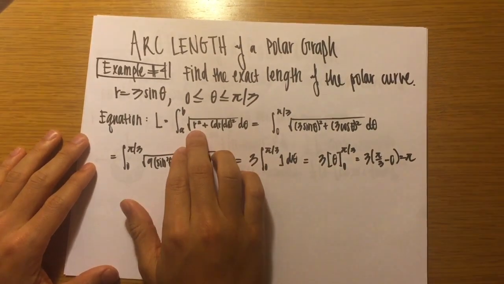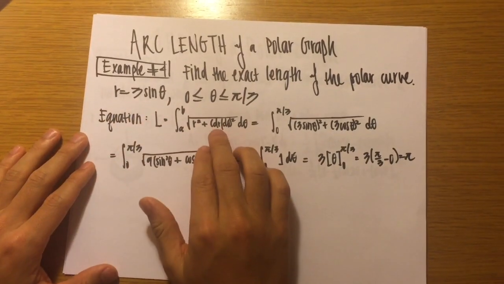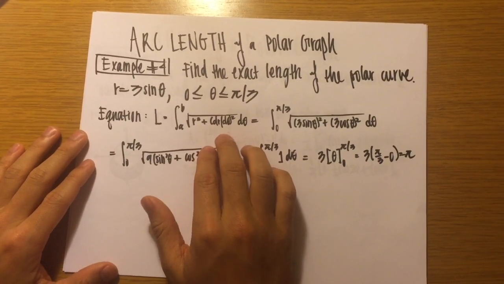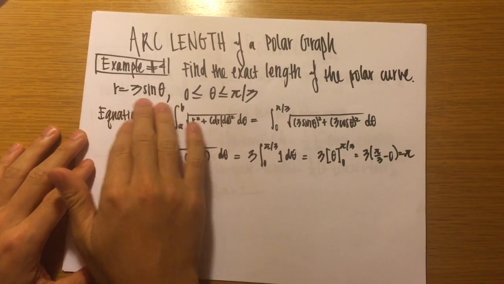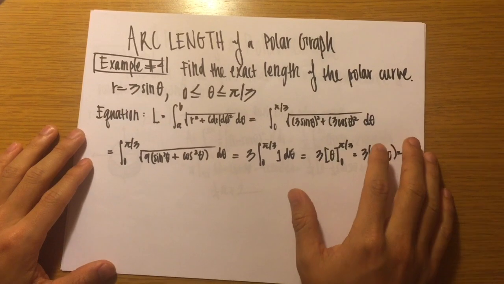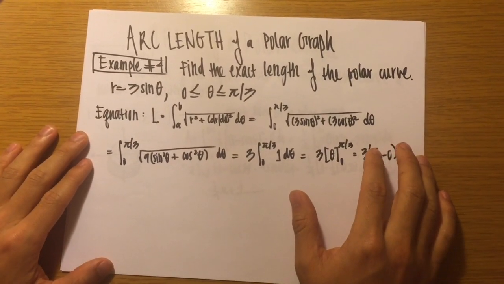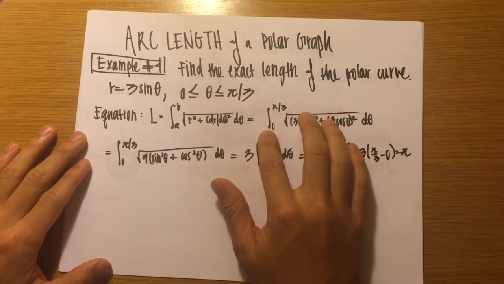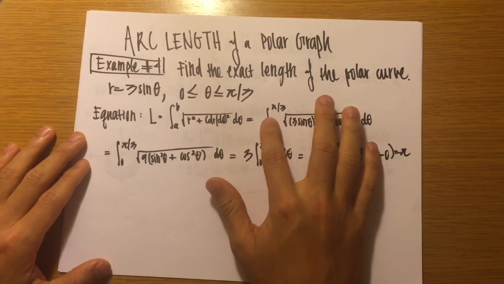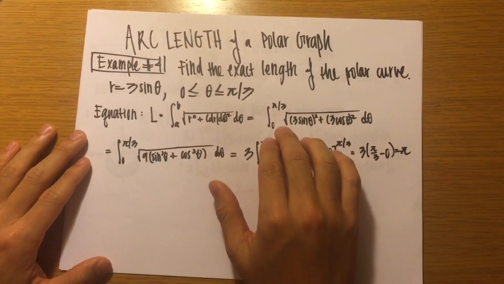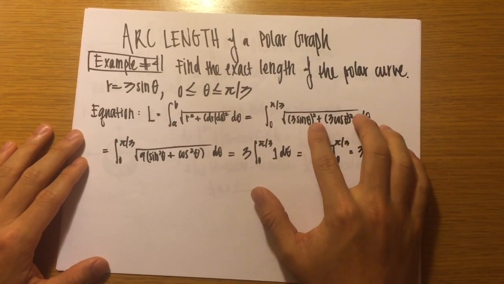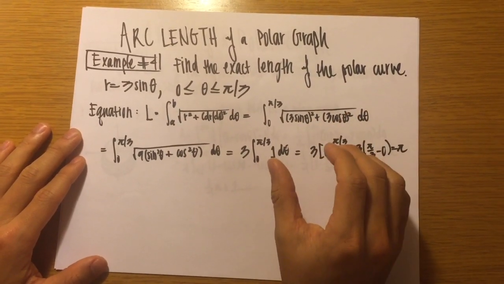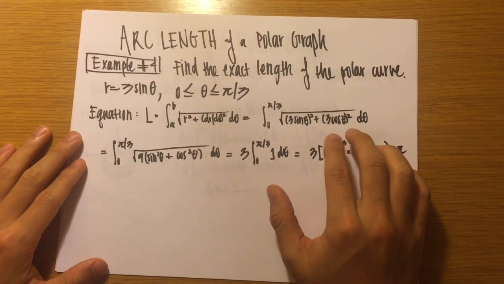And r is given above, and dr over d theta means that we have to find the derivative of r. So we find the derivative and we plug that into this equation. And so we get the integral bounded from 0 to pi over 3 of the square root of (3 sine theta) squared plus (3 cosine theta) squared.